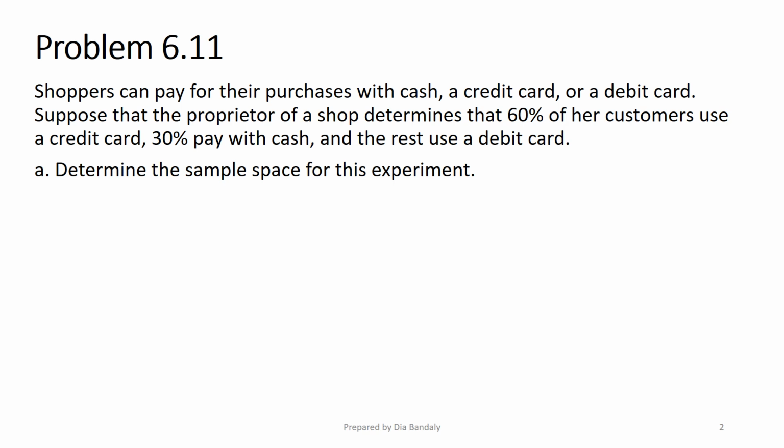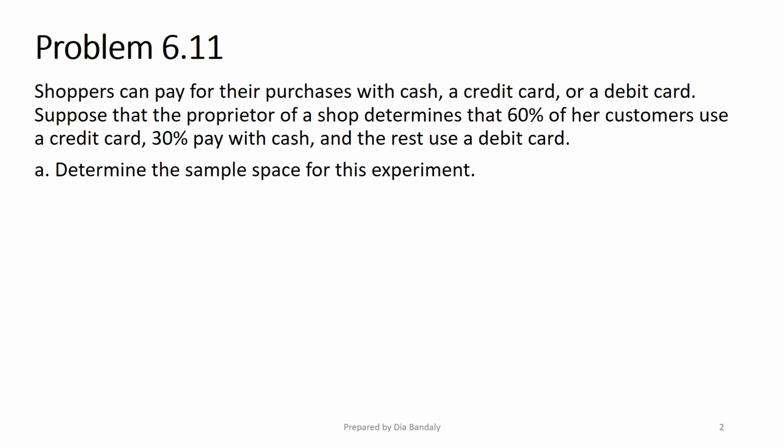This is problem 611. Shoppers can pay for their purchases either with cash, credit card, or debit card. Now, the owner of the shop determines, usually from past data, 60% they use credit card, 30% use cash, and the rest use debit card. So first question, determine the sample space for this experiment.